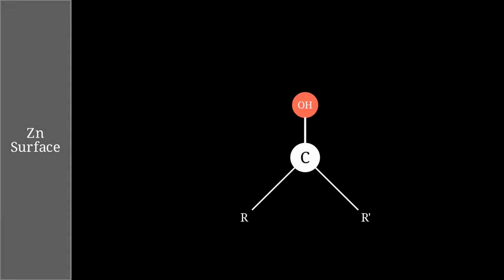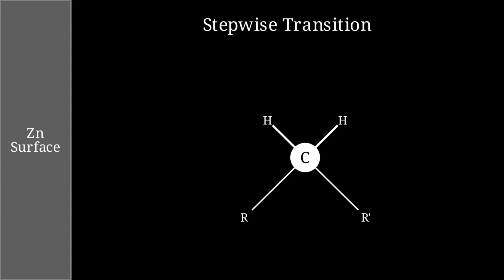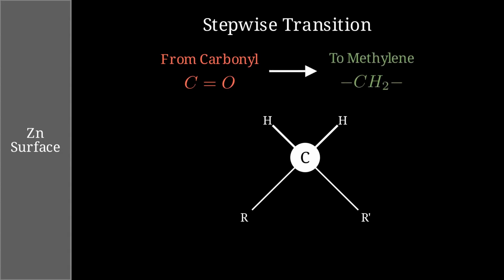The zinc pumps electrons into the carbon, breaking those strong carbon-oxygen bonds piece by piece. As the bonds break, the oxygen leaves as a water molecule, and the carbon, now sitting with a negative charge, quickly snaps up protons from the surrounding acid. Notice how the carbon never becomes a standalone radical for long. It's a controlled, stepwise transition from a carbonyl to a methylene group.